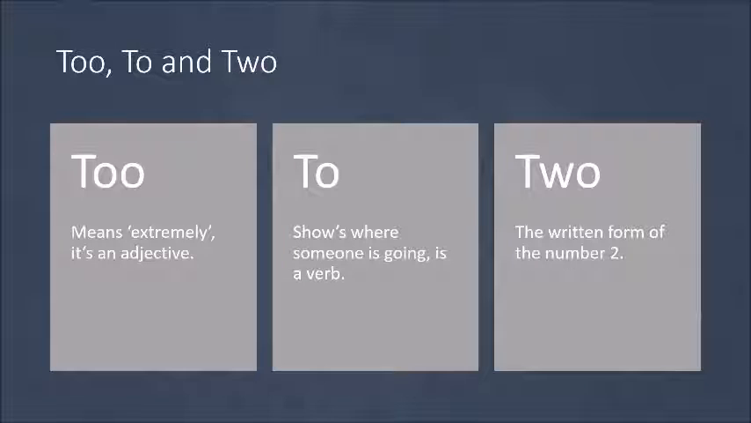And now moving on to what, in my opinion, is the trickiest set of homophones, which is two, too and to, because they literally sound exactly the same. So it's not really that surprising that people get these ones mixed up. So too, spelt with 2 O's, means extremely. It's an adjective. To with only 1 O is a preposition, and it shows where someone is going. And then the other type of two is literally the written form of the number 2. So the final one with the W isn't quite so confusing, but too with 2 O's and to with 1 O, people often get confused.